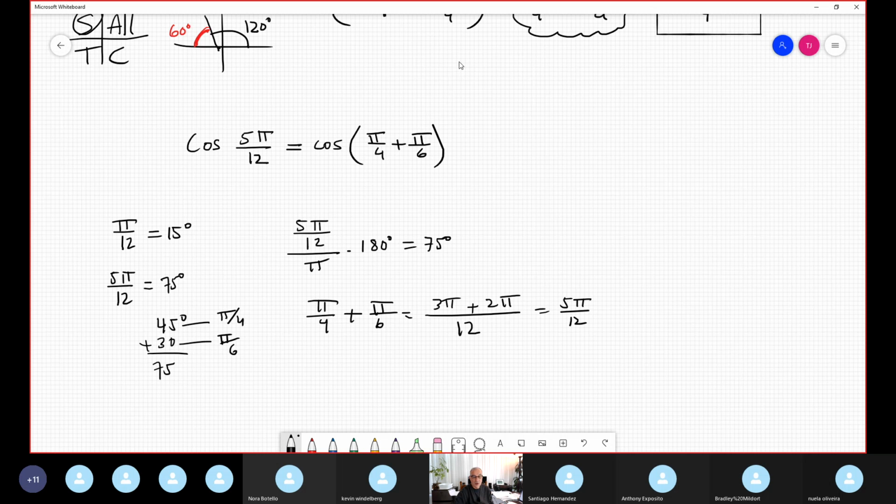Okay, not all problems we can solve in this way. This is a specific problem that is prepared for you in order to practice this identity that we studied today, the sum or difference of angles. Not always, but in this case, yes. So let me erase that part. I suppose you understand very well.